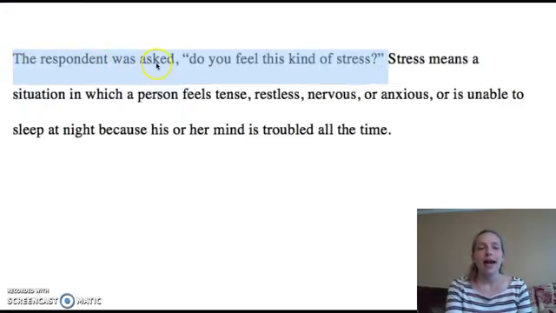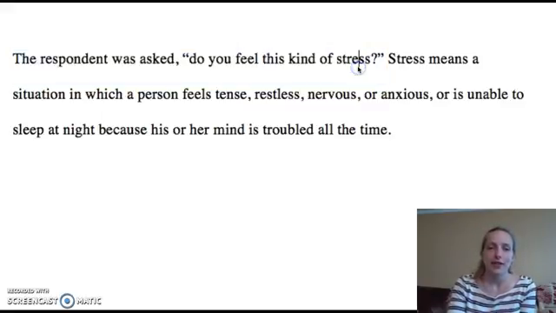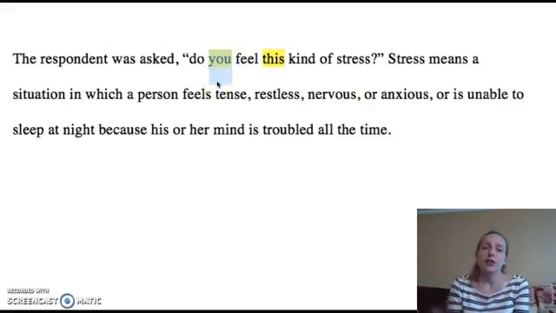The respondent was asked, "Do you feel this kind of stress?" Now for me, I found two markers of reference. I saw you, and I saw this kind of stress. Let's start with you. You could be singular, could be plural, but it's definitely talking about something that's alive. So let's look backwards in the text to see if we can find a noun that is alive.